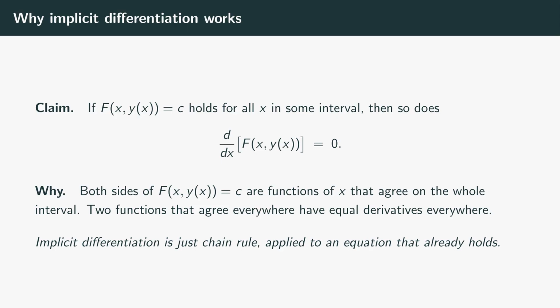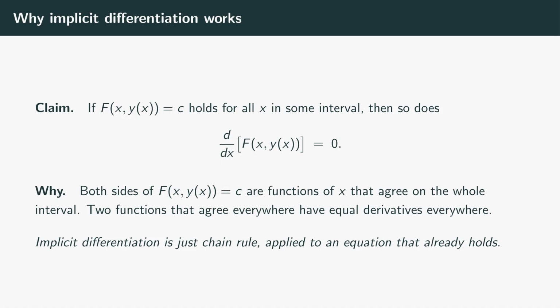Why is this legal? The logic is simple but worth pinning down. Suppose f of x, y equals some constant c. Our circle's equation is f of x, y equals x squared plus y squared, set equal to 25. This equation holds for every point on the curve, which means that if we restrict to a piece of the curve where y is a function of x, the composite f of x, y of x is the constant c for every x in some interval.